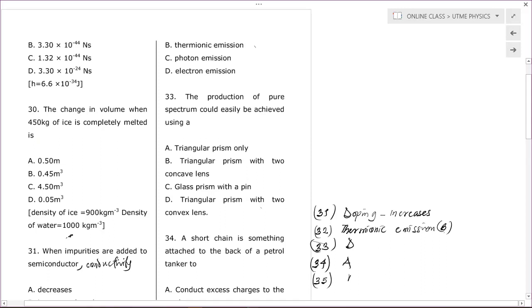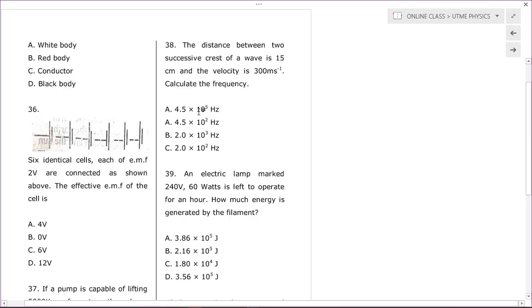I don't know why physics is always just too simple for students, but yet people will still complain. You don't have to complain again. It's very, very simple. Just look at it and solve the question.